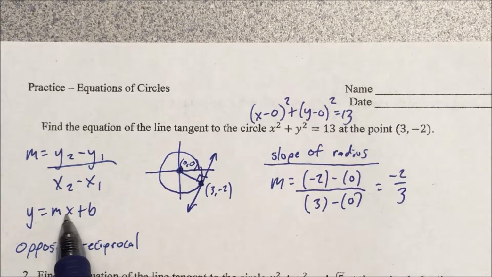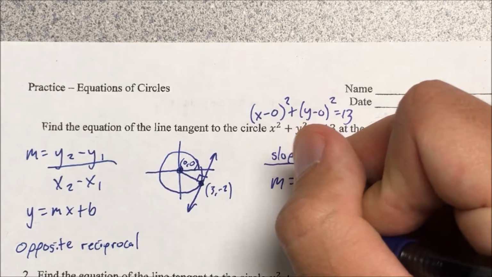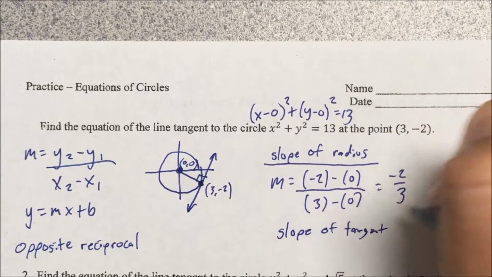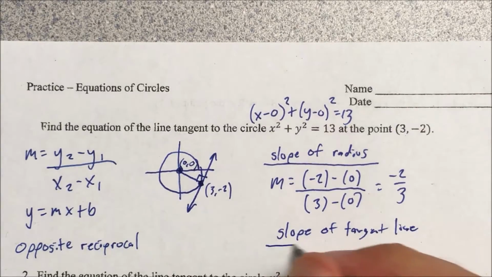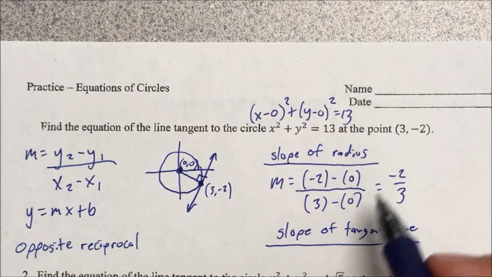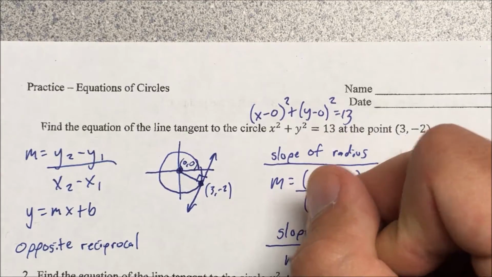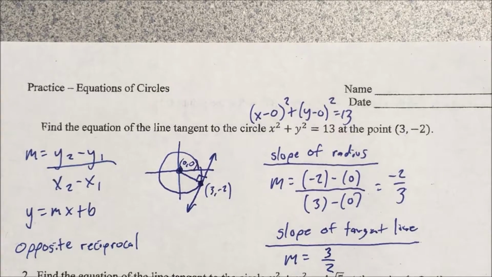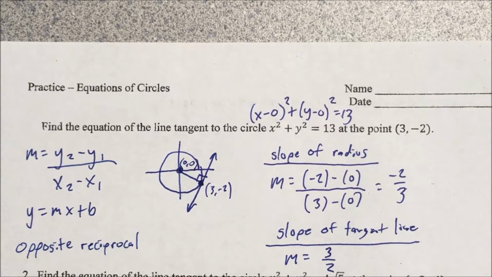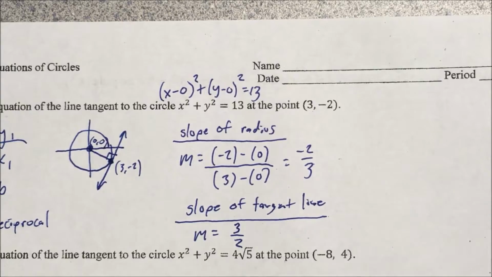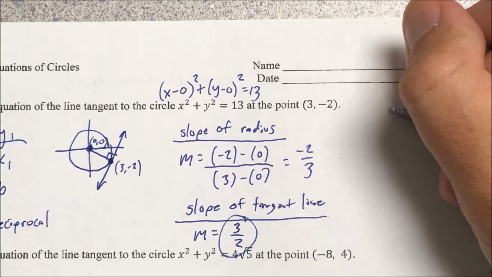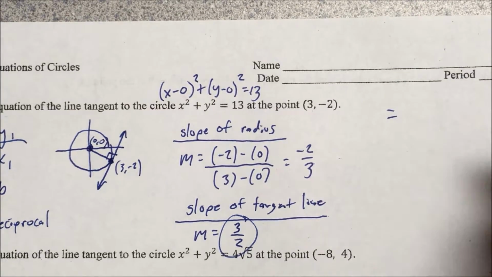That's not the slope I'm going to use for my tangent line, but that's the slope of the radius. So if I want to find the slope of the tangent line, all I have to do is find the opposite reciprocal of this. Well, the opposite reciprocal of -2/3 is positive 3/2. So I have a slope for my tangent line, but I need to find the y-intercept. And once I find that y-intercept, I'm done.